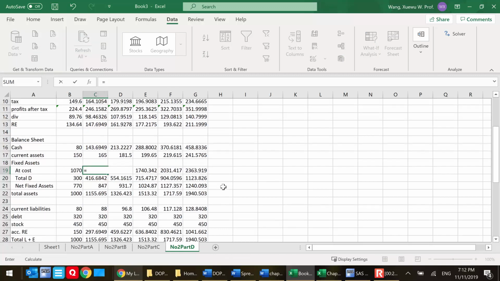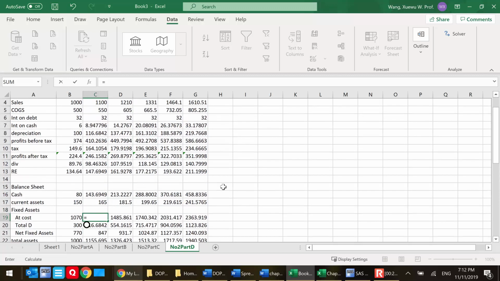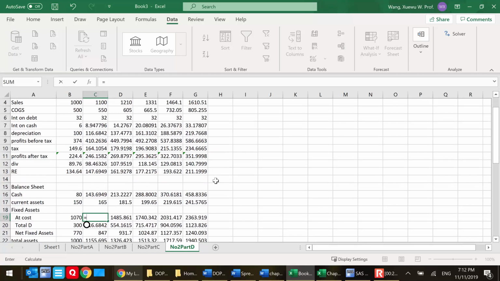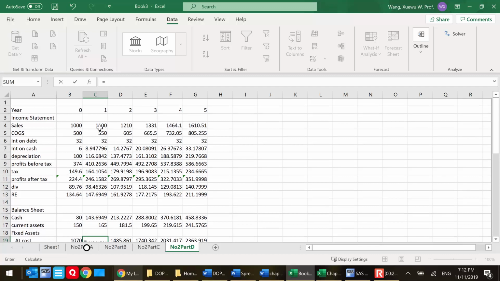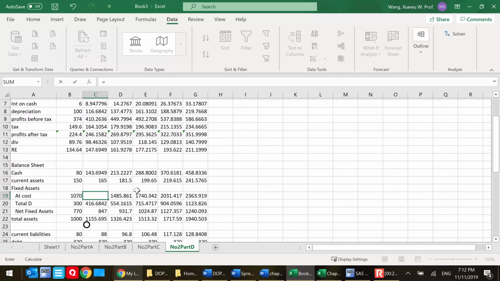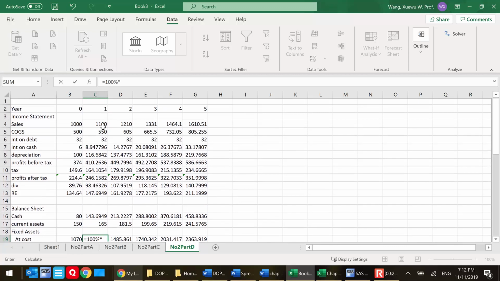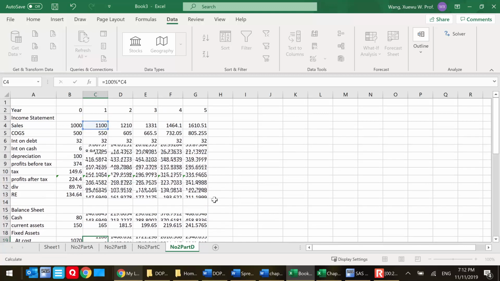This is fixed at cost for year one. Now this is saying if the sales is less than 1,200. So the sales is 1,100. Yes, it's less than 1,200. So I just want to make this a little easier. The sales right now is 1,100, so this is applying the first part of the step function. That's just going to be equal to 100% times sales. All right, so that is the fixed assets at cost.